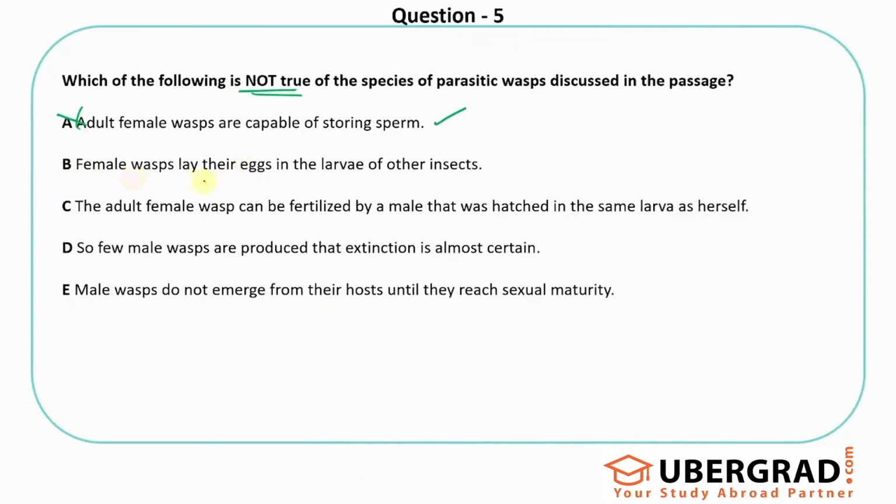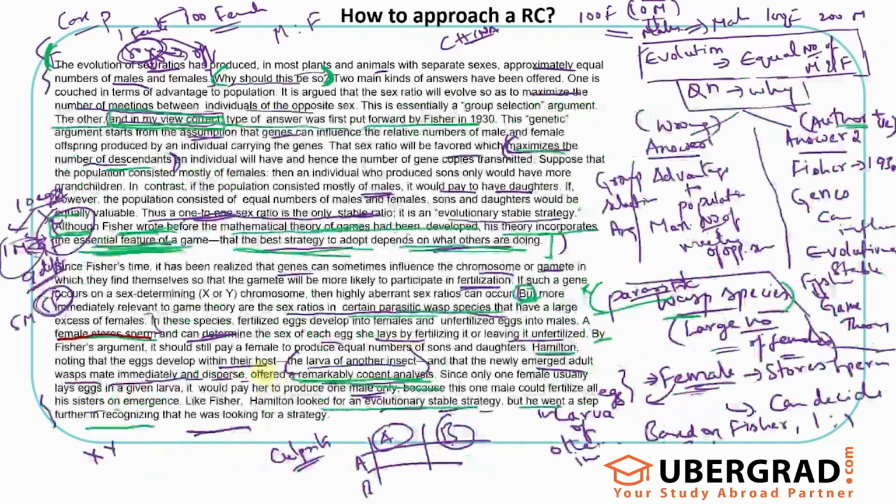Second, female wasps lay their eggs in larvae of other insects. This is also a right statement. It's written here in the passage clearly that they put them in the larva of another insect, right?